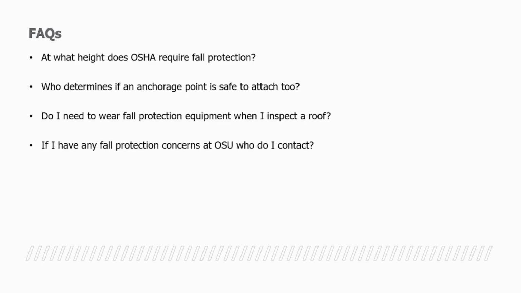These are some questions that a lot of times will come up during training classes. I did put some of those in here for y'all to think about. At what height does OSHA require fall protection? Remember, in general industry, which we covered at the very beginning, the magic number is anything 4 feet or greater shall have fall protection. But on the construction side, anything that's 6 feet or greater shall have fall protection.